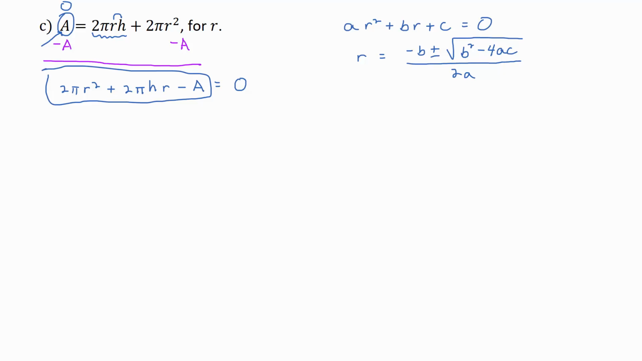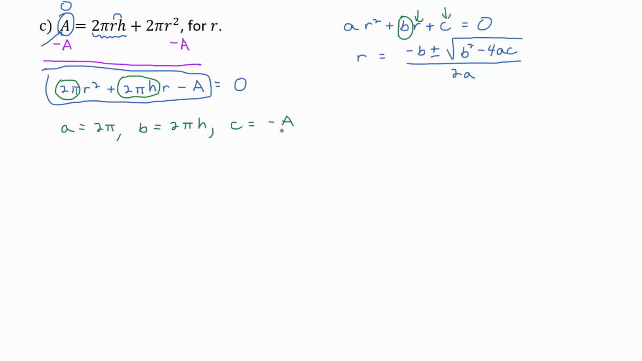So what's a, what's b, what's c? Little a is going to be the coefficient of r squared, which is 2 pi. b is going to be the coefficient of r, which in this equation is 2 pi h. So you have to take that whole thing. b is 2 pi h. And c, rather, is going to be negative A. You have to include the negative. So c is equal to negative A.